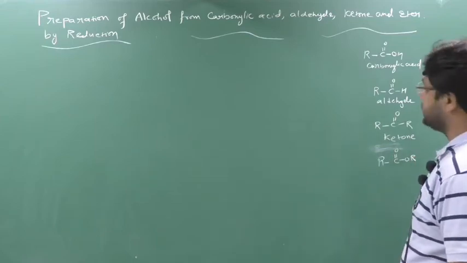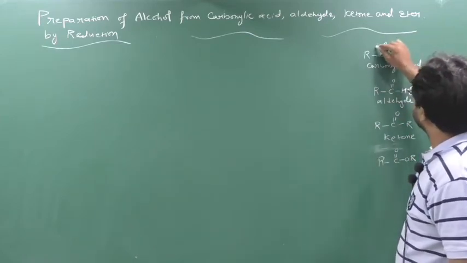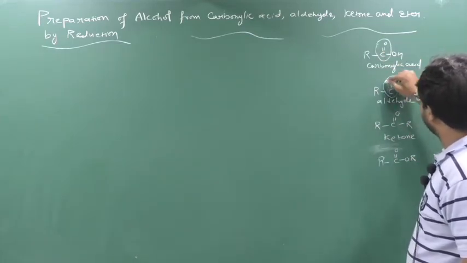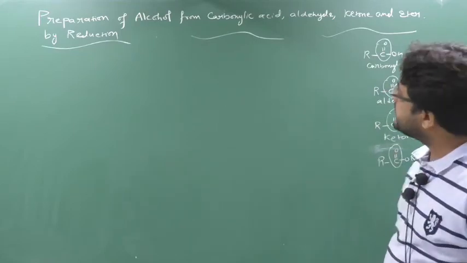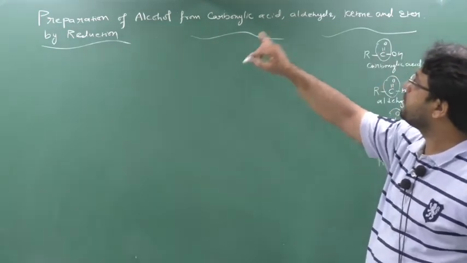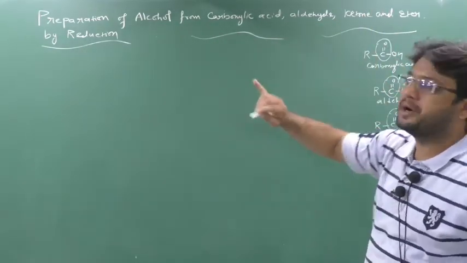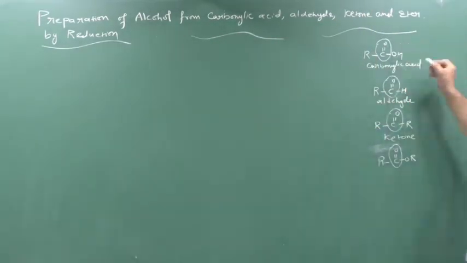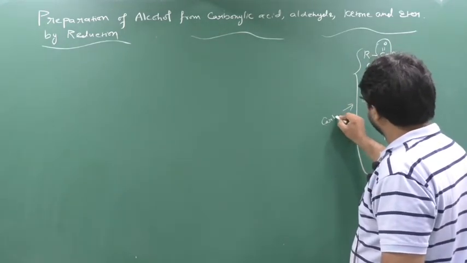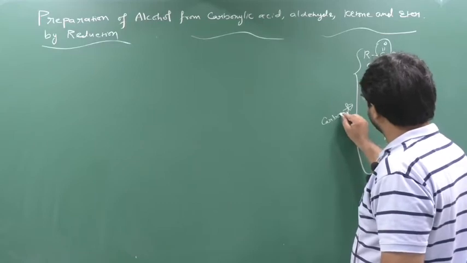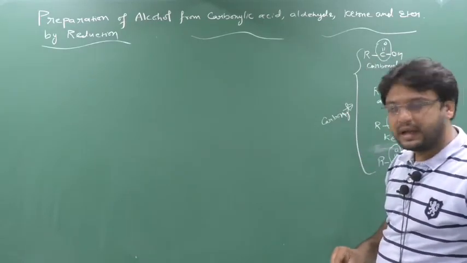Now if you see, students, there is one thing common, that is C double bond O. Everywhere C double bond O is common, which means the carbonyl group is common. So I can say preparation of alcohol from carbonyl compounds by reduction. So these all are known as carbonyl compounds. Carbonyl, not carboxyl, carbonyl compound.